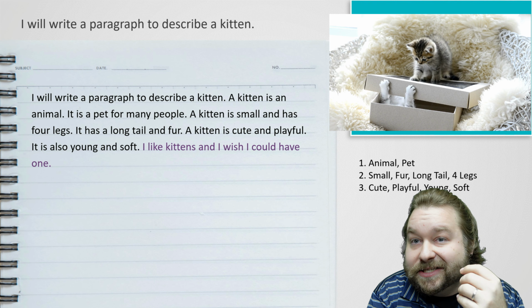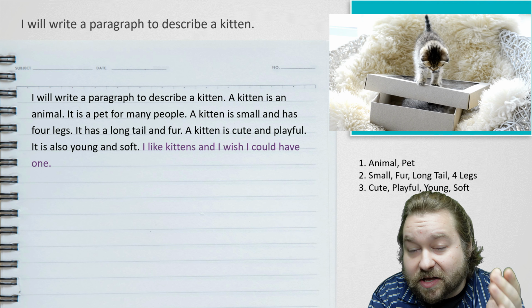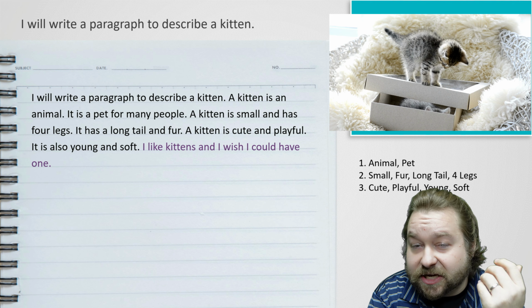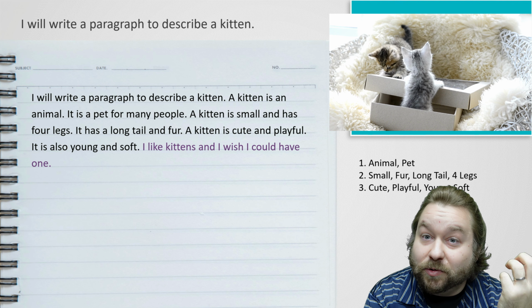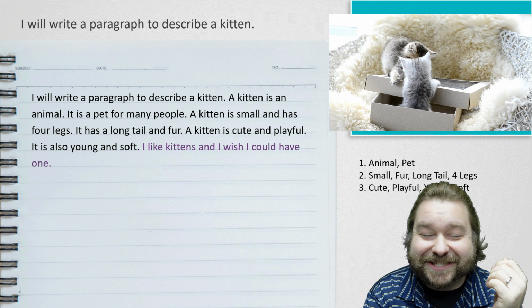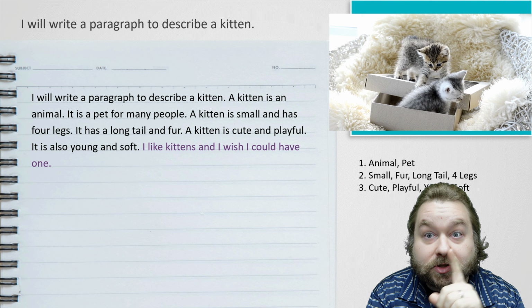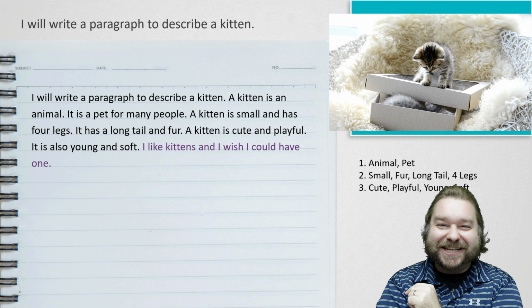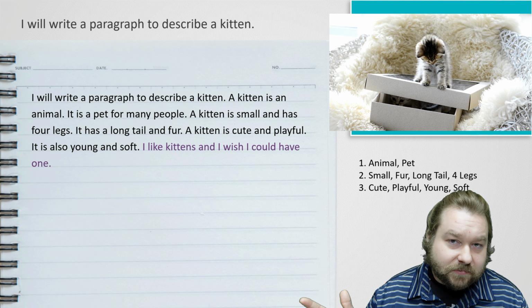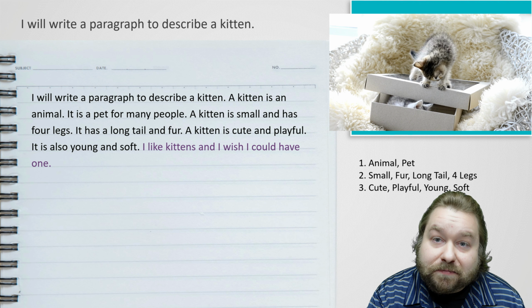Sometimes it's easy just to say what we think or what we feel as the final sentence. I wish I could have a kitten, but my apartment won't let me. That's why I have a hamster. They don't know I have a hamster. Don't tell them I have a hamster. No, seriously.